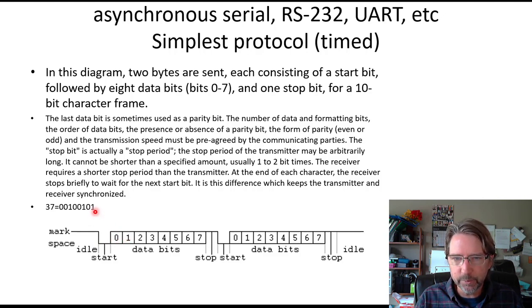So here's bit 0, so we get 5 volts, then 0 volts, then 5 volts, 5 volts, 0 volts, then 5 volts, and so forth until we get to bit 7, which would be a 0 here, and then we go back high. 5 volts again is the stop bit for 1 bit period, and that just lets everything settle out, and it keeps us high.